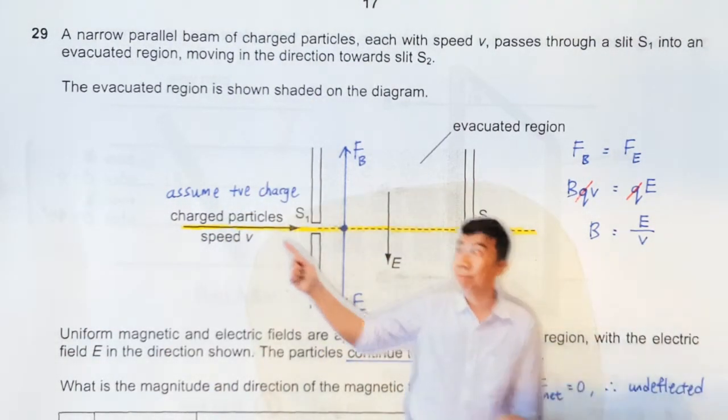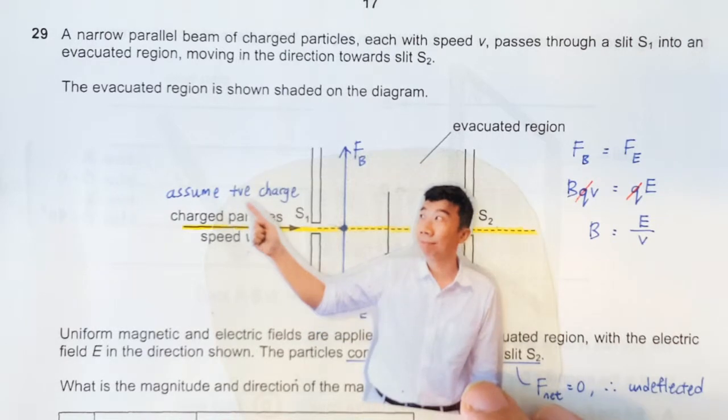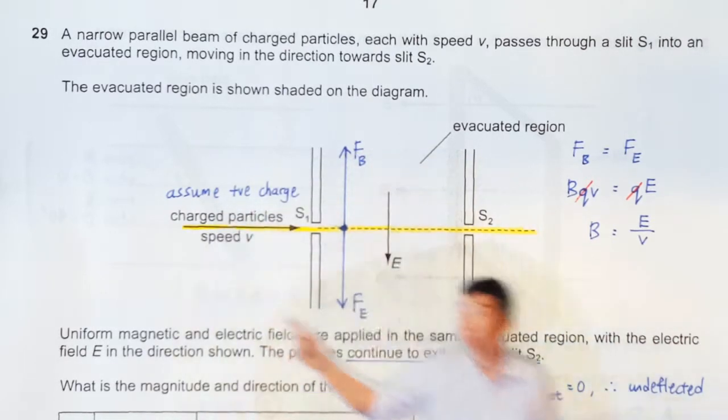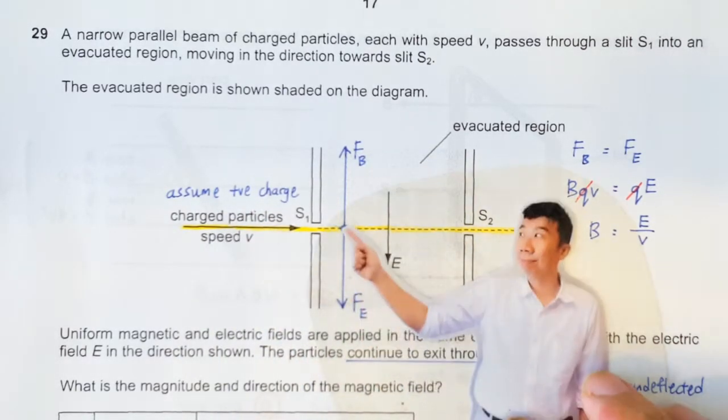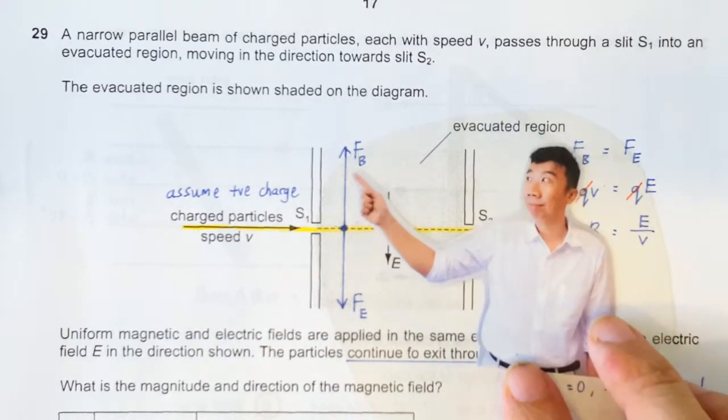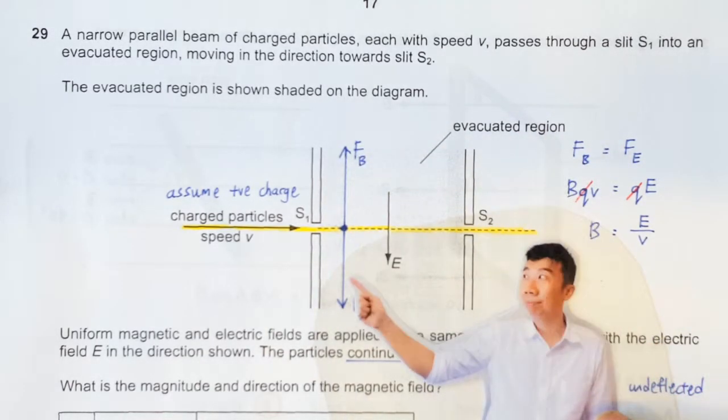What if we have chosen the charges to be negative? If we have done that, then the electric force, instead of down, will be up, which means that the magnetic force, instead of up, has got to be down. Then would we have gotten a different answer?